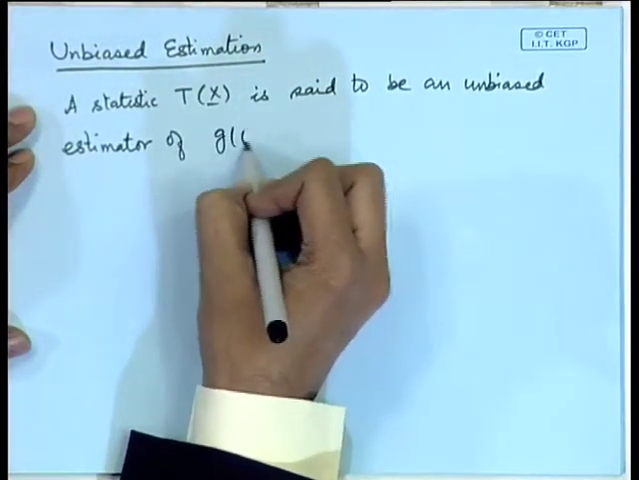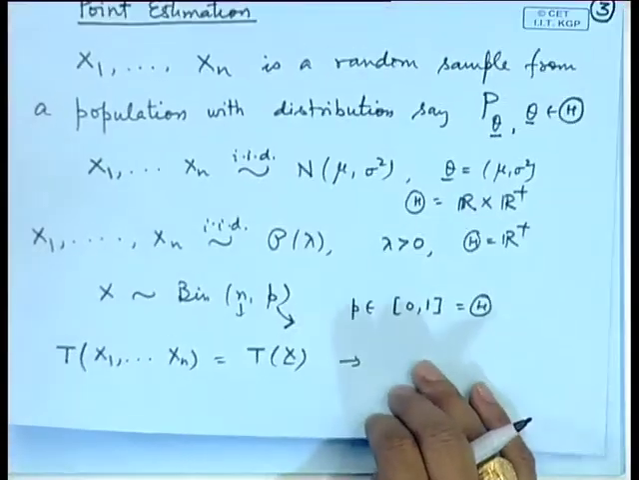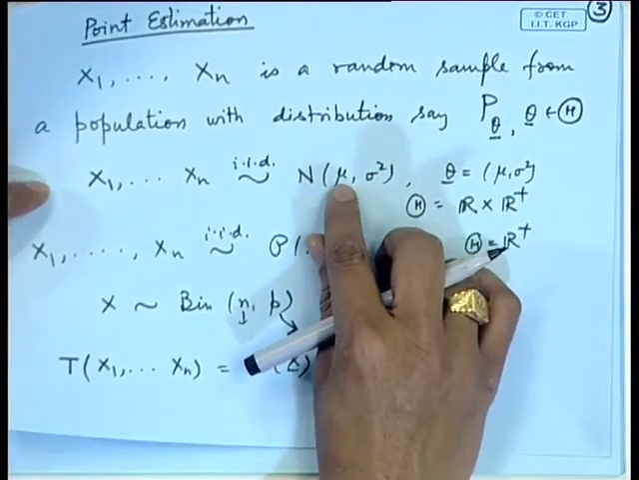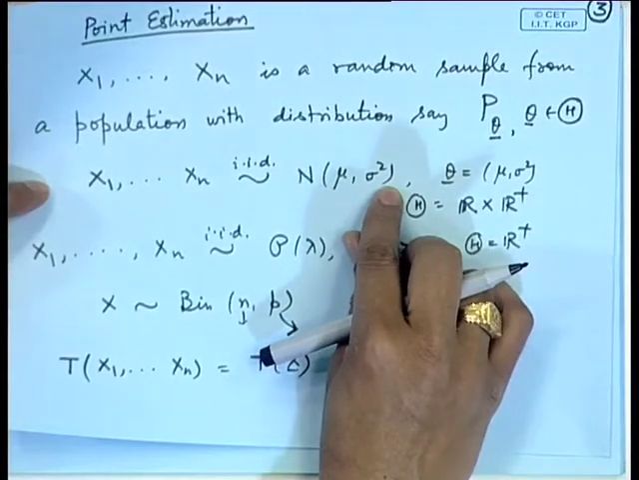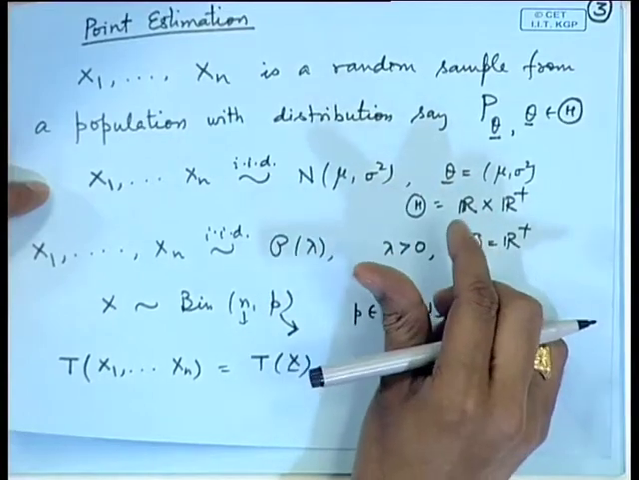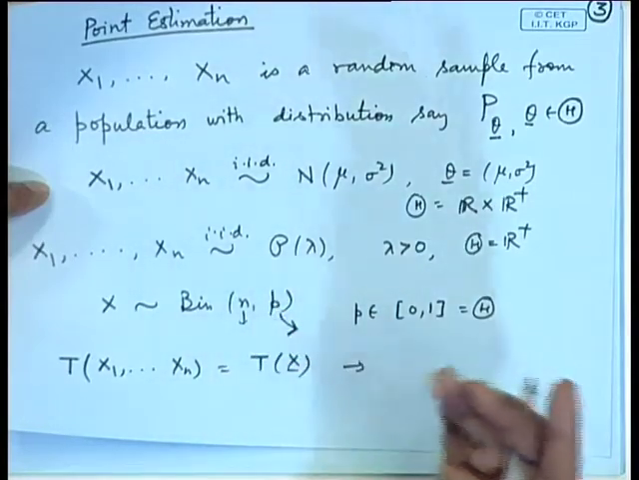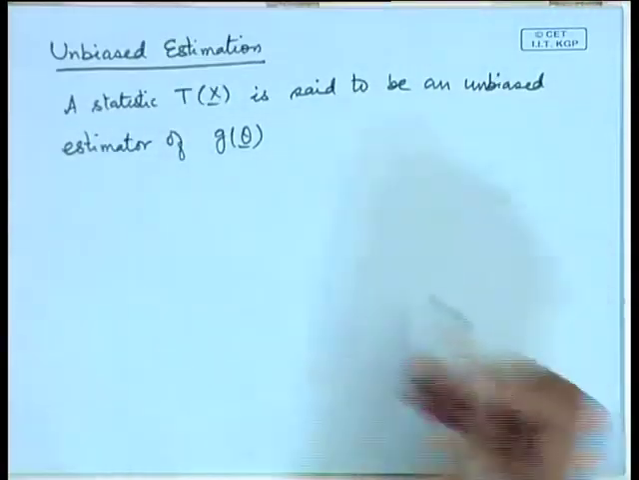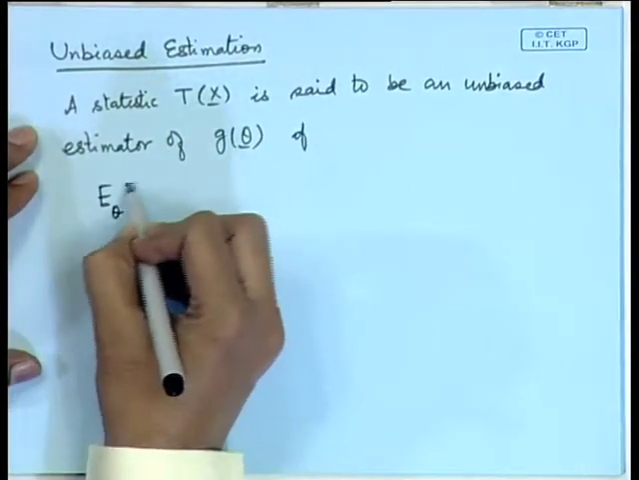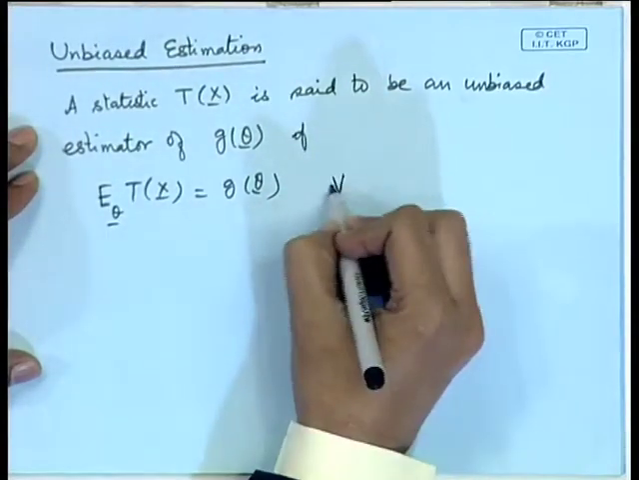of g theta. Now, I am writing a parametric function, because if I have a certain parameter, then some function of that we will be interested in. For example, I may be interested in mu, sigma square, sigma, or a linear function of mu and sigma. Here I may be interested in lambda, here in n p, etcetera. So, in general I am interested in any parametric function. If the average value of T x is equal to g theta for all theta.